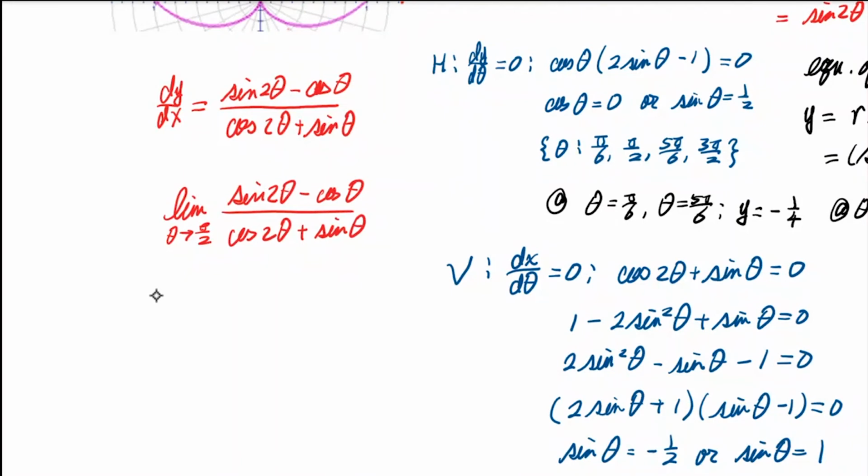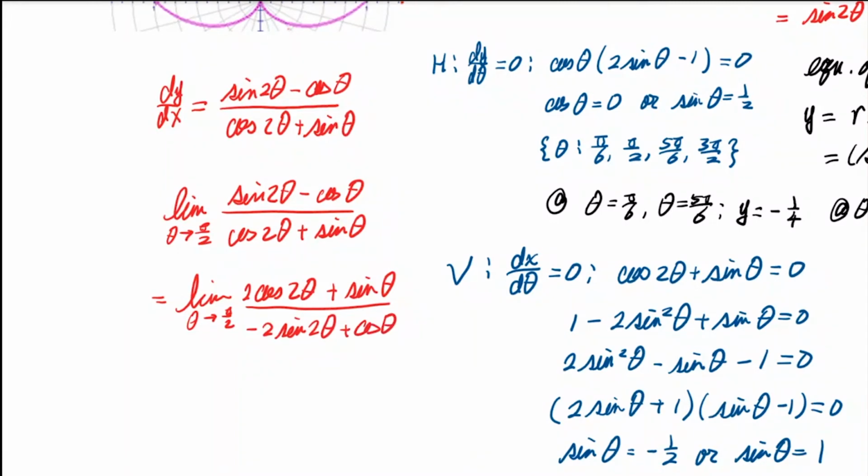This is definitely a 0 over 0 situation, so let's take the derivative of both. Some people on the test try to do a product rule. No, you're defeating the purpose, right? It's the derivative of the numerator over the derivative of the denominator that L'Hopital's rule tells you. So the numerator becomes 2 cosine 2theta minus sine theta, over negative 2 sine 2theta plus cosine theta.